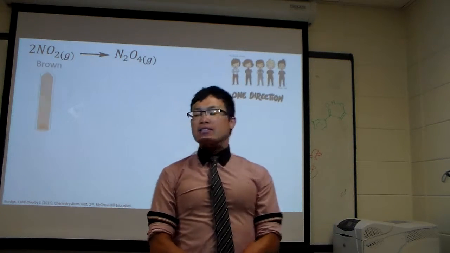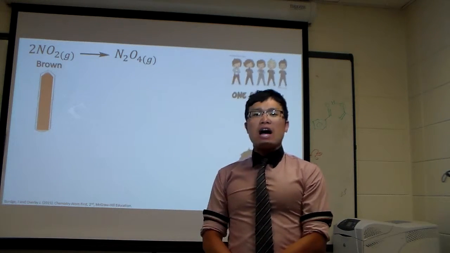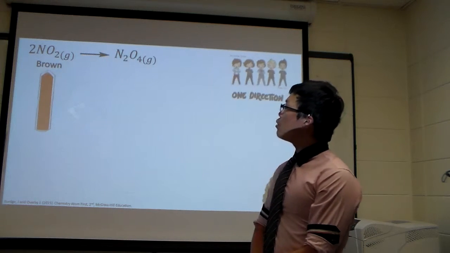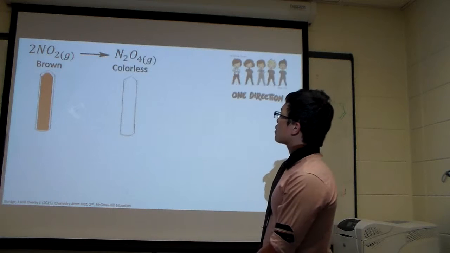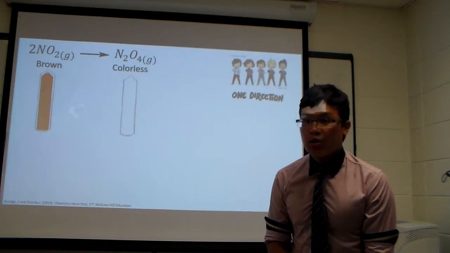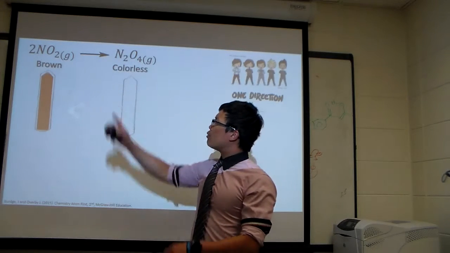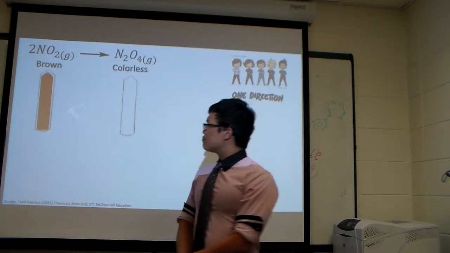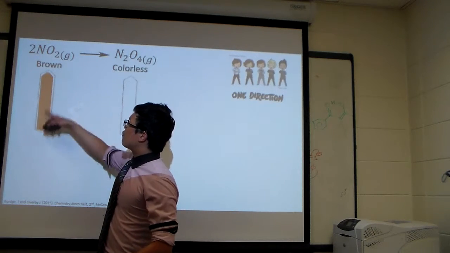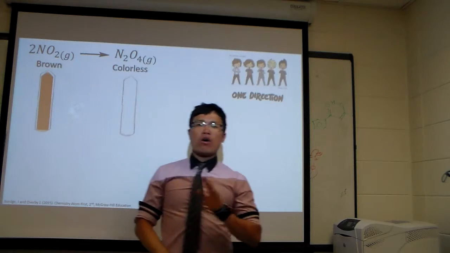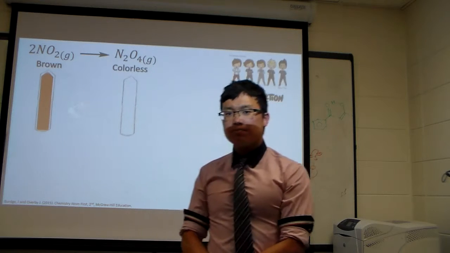This guy is a brown gas, and it's unstable at room temperature. If it dimerizes to make the product, the colorless product, dinitrogen tetraoxide, no color. Now I'm asking you, since this is unstable, what would happen? Let's say we have a container filled up with this gas, nitrogen dioxide. Leave it at room temperature for a period of time. What's going to happen?